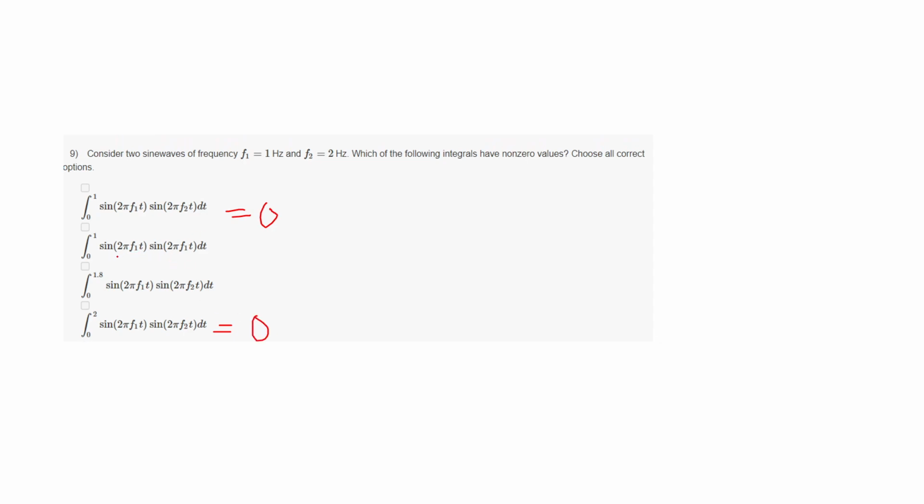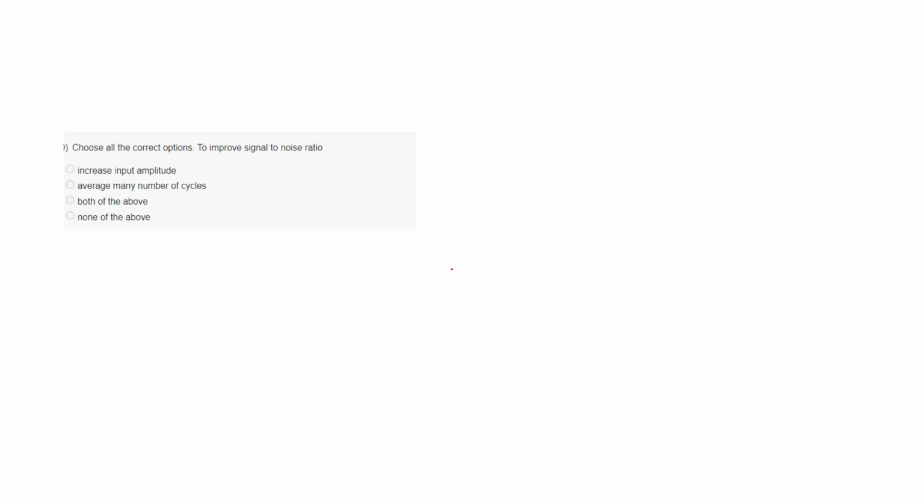So this one is nothing but sine square 2 pi f1t, which can be written as 1 minus cos 2 into 2 pi f1t. Sine square x can be written as 1 minus cos 2x by 2. This is the concept which is used. So B and C will give us non-zero value. Okay.